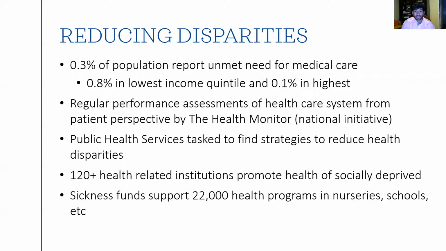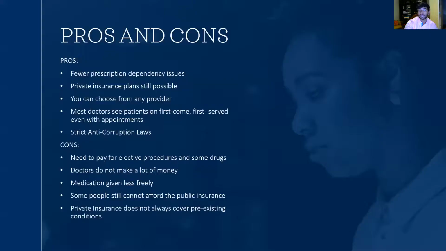And this is also enforced by rigorous performance assessments of the healthcare system from the patient perspective by the Health Monitor, which is a national initiative. And also the public health services are tasked to find strategies to reduce that 0.3% of healthcare disparities. Around 120 or more health-related institutions promote health of the socially deprived, and sickness funds support 22,000 health programs in nurseries, schools, and etc. So this means that Germans are really trying to push full access to care to every individual because healthcare is a right.